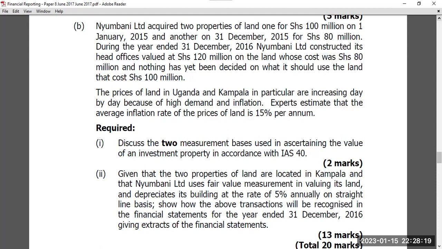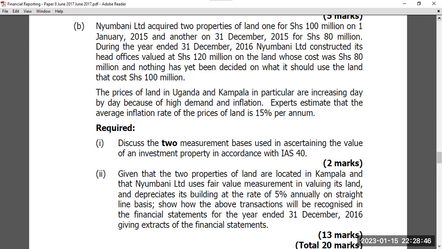Of course, for capital appreciation, you buy land, you leave it there. Actually, you don't even know what you're going to be doing. And by the time you realize what you're going to be doing with that asset, it has accumulated value, or its value has now increased. So that's basically what we mean by capital appreciation.